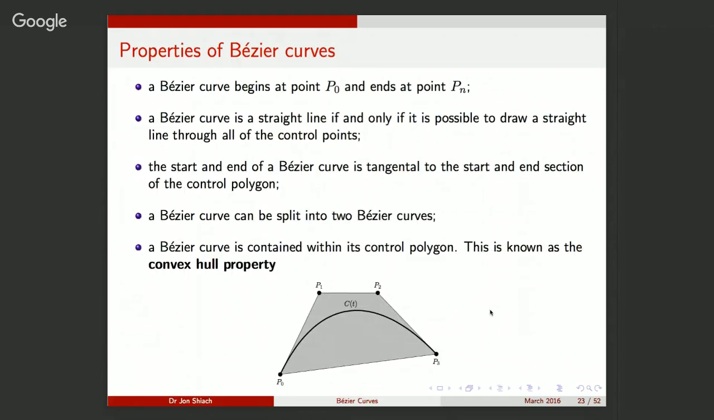Okay, well, properties of these. A Bezier curve will always begin at the first control point and end at the last control point. So when t is equal to 0, you're at P0. When t is equal to 1, you're at P3. You can have a Bezier curve be in a straight line, but all of your control points must lie on that straight line.